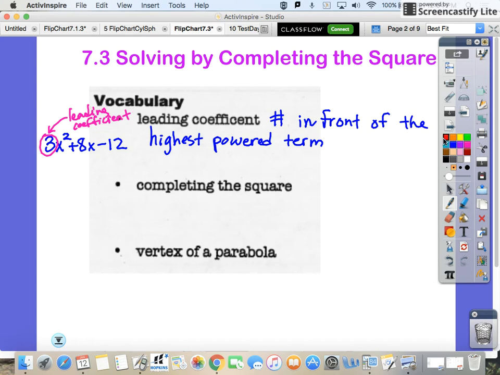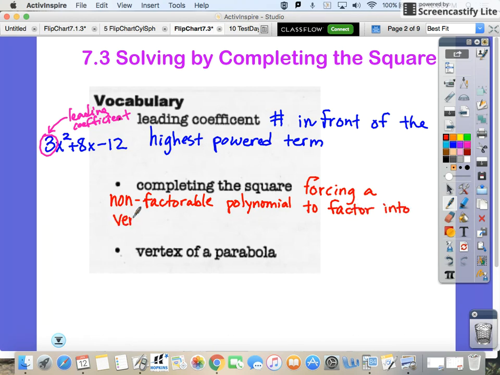All right, the next is completing the square. So completing the square, this is another method that you probably won't use a ton, but it is useful for getting things into vertex form. So if you need to get something into vertex form, this is a good skill to have. So this is basically forcing a non-factorable polynomial to factor into vertex form.